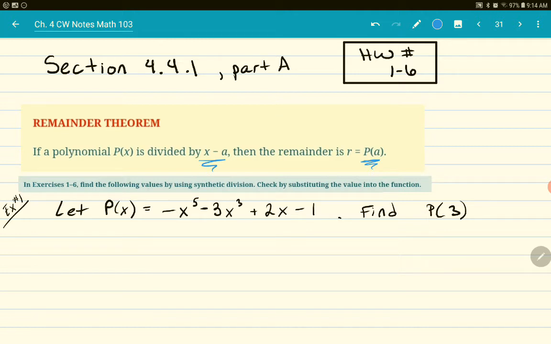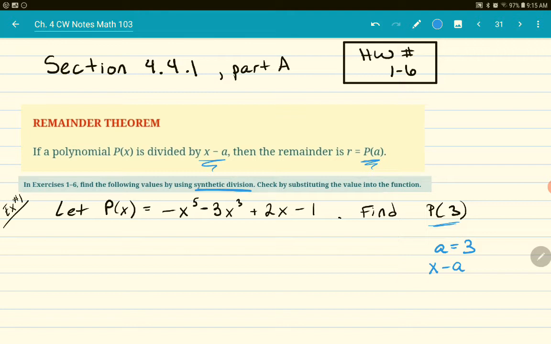We're going to find the following value using synthetic division, and then we'll check it by substituting into the function. If I use synthetic division to divide by x minus a, the remainder should be equal to p of 3. So here a equals 3. We're going to divide that polynomial by x minus a, starting with synthetic division.